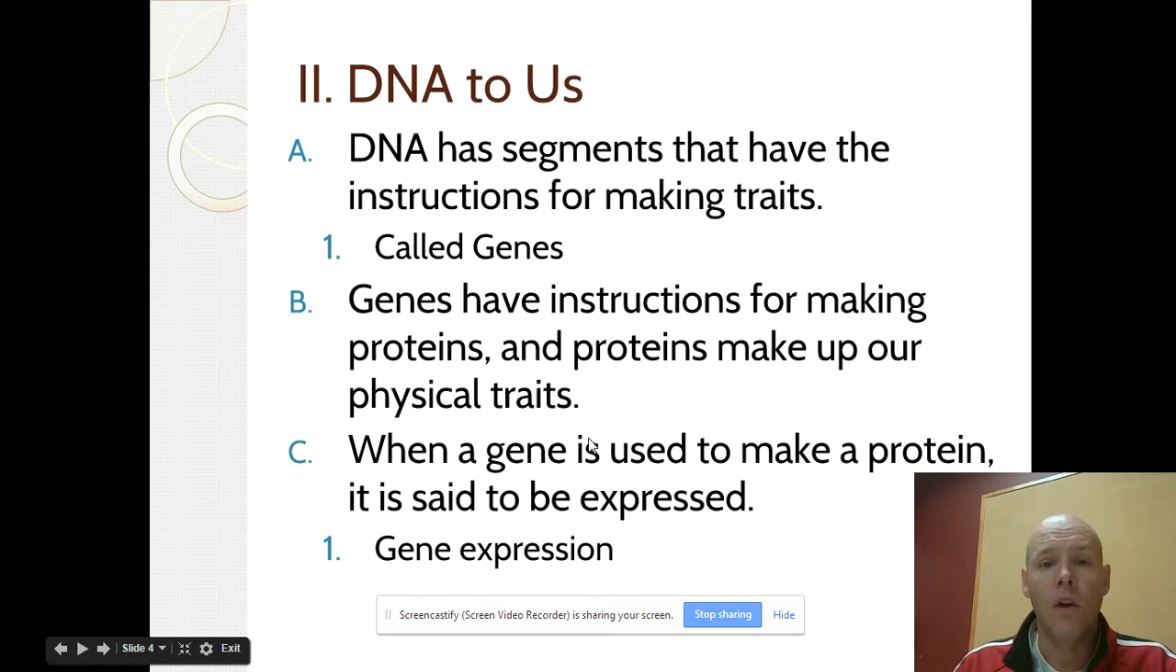Now, to go back to the previous point, when you use a gene to make something, you make proteins. So you're creating proteins in this process. So another name for gene expression is protein synthesis. To synthesize something is to create. So you're creating proteins. So protein synthesis is the same as gene expression.